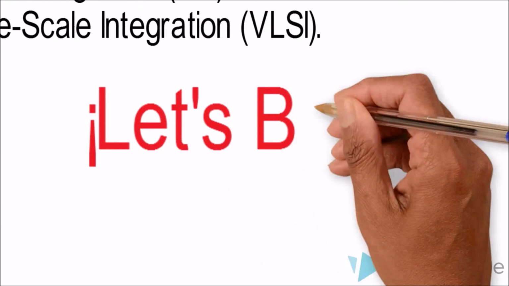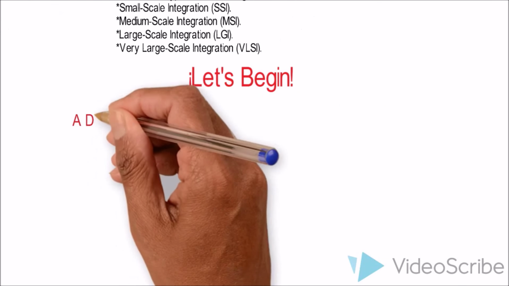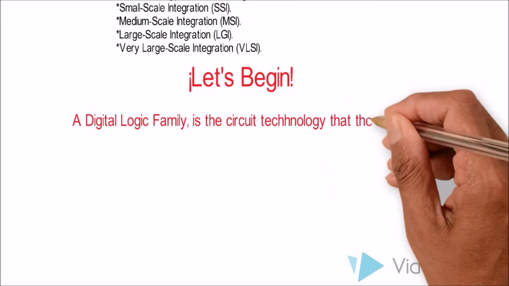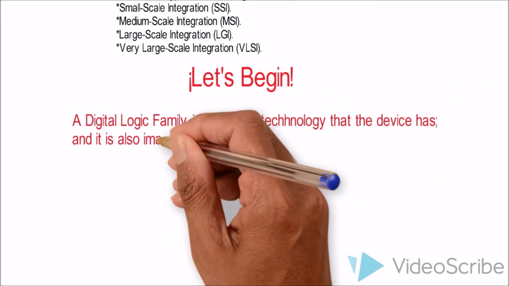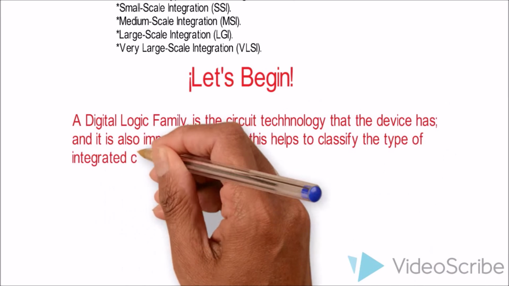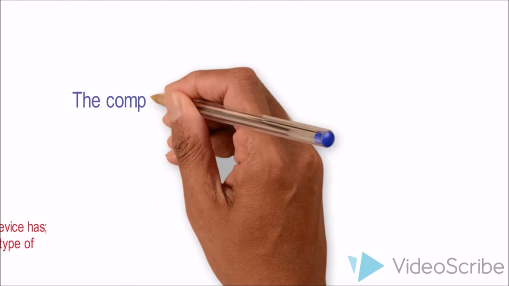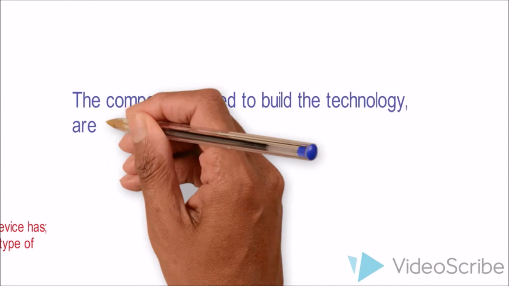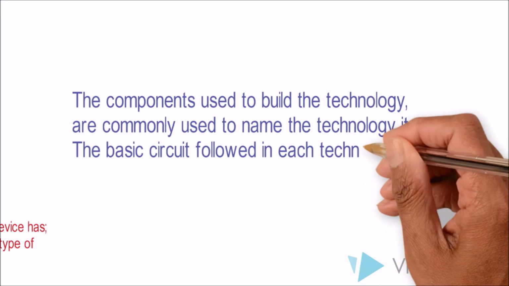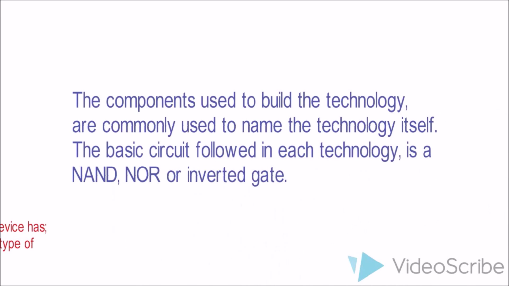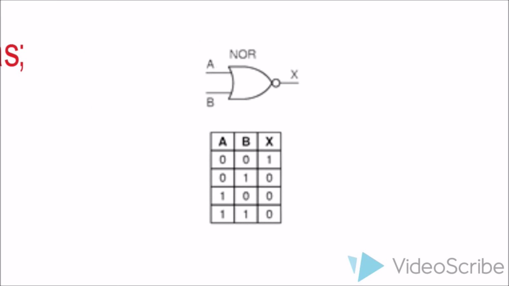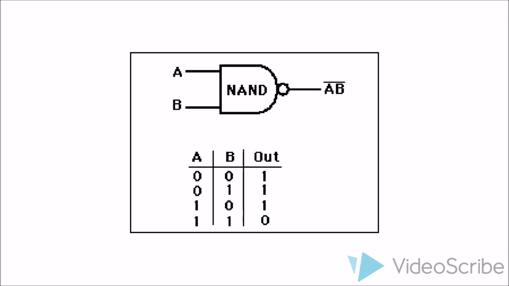Now that we know about integrated circuits, let's begin. A digital logic family is the circuit technology that the device has, and it is also important because this helps to classify the type of integrated circuit. The components used to build the technology are commonly used to name the technology itself. The basic circuit followed in each technology is a NAND, NOR, or an inverted gate. Here is a picture of the NOR, and here is a picture of the NAND.